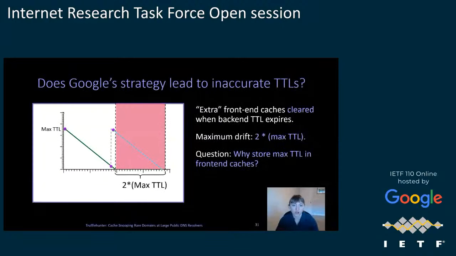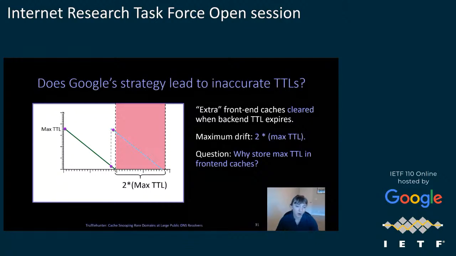But you do have the question of whether this strategy is going to lead to inaccurate TTLs. Now, we did observe that if we queried a domain that we had placed in cache and we queried it all the way until its TTL expired, these ghost caches, or these front-end caches that we filled ourselves, did expire even if the TTL had not reached 0 yet when the original backend cache expired.